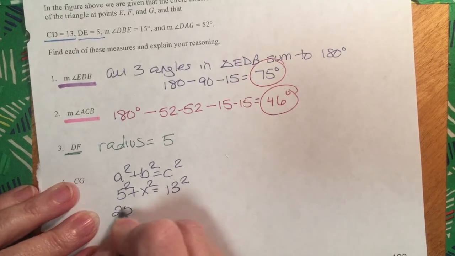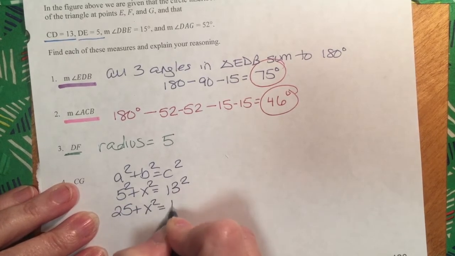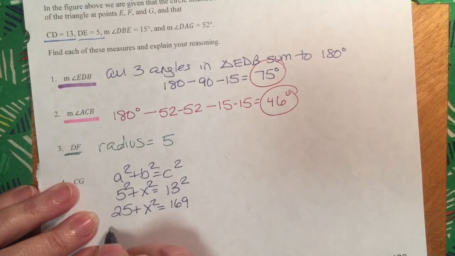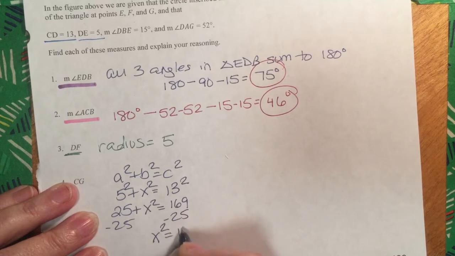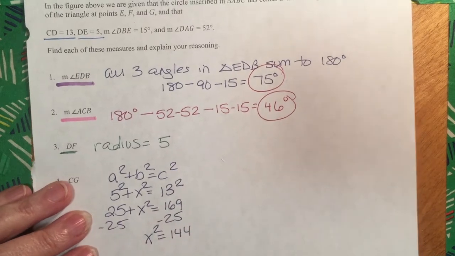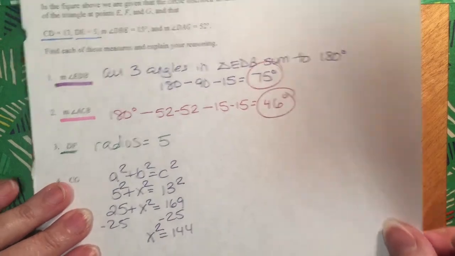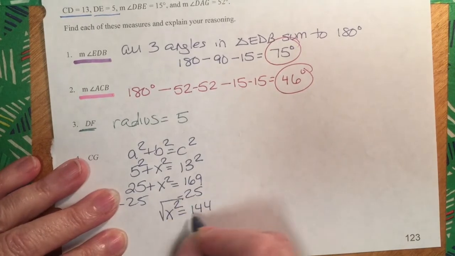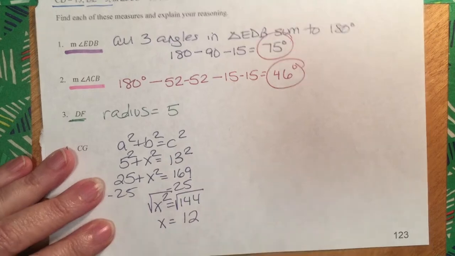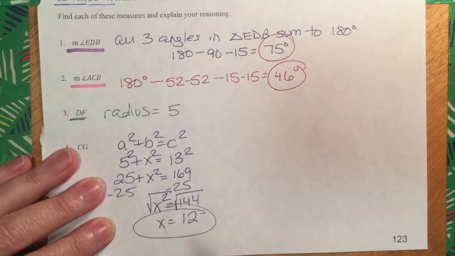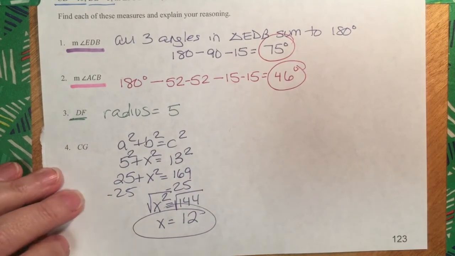Okay, so 25 plus x squared is 169. Subtract 25. X squared is 144. By now, you're probably starting to memorize your squares. And the square root of 144 is 12. Okay, so that last side we were looking for is 12.